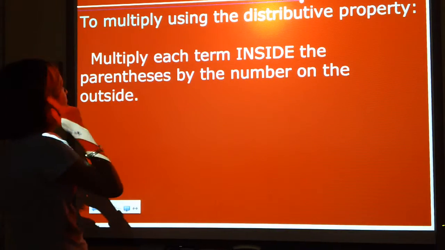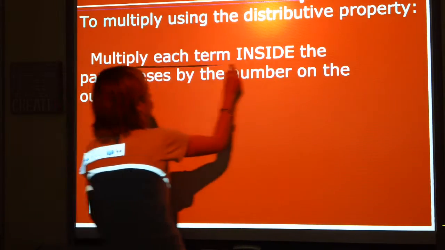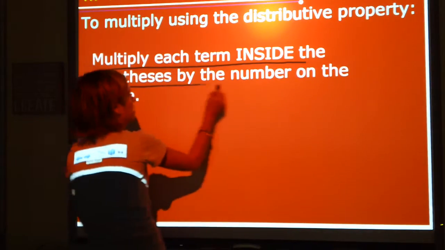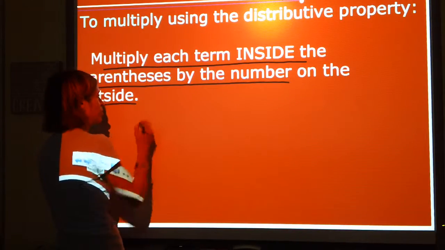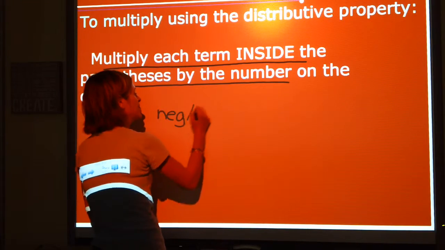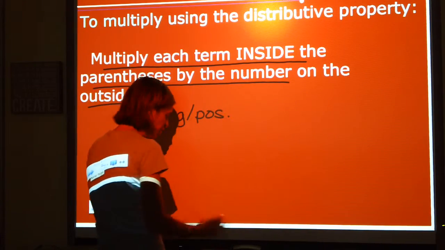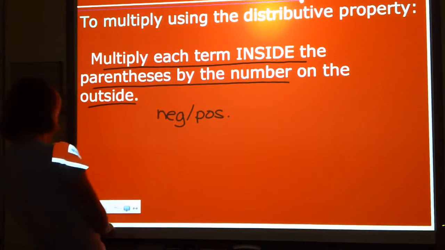Okay, so using the distributive property, you multiply each term inside the parentheses by the number on the outside, paying close attention to whether the number is negative or positive, because that may change things inside the parentheses. All right, so let's look at some basic examples.